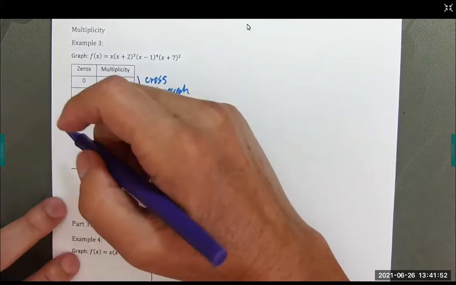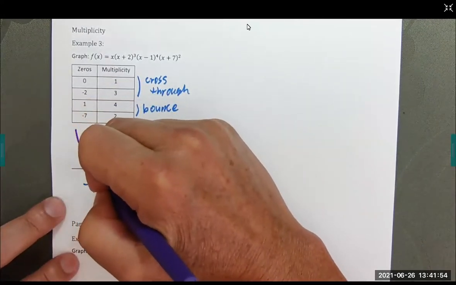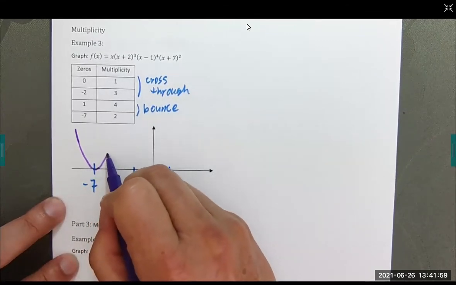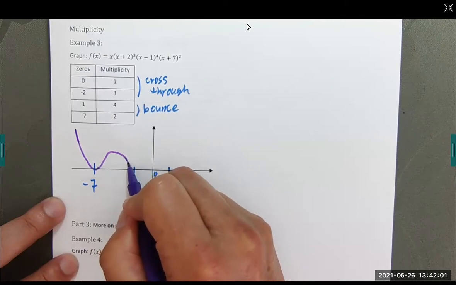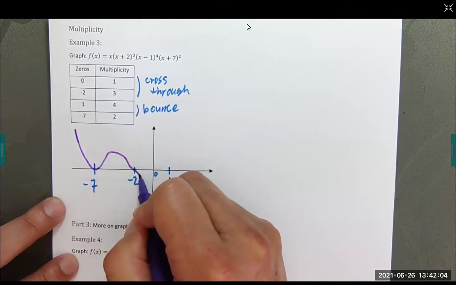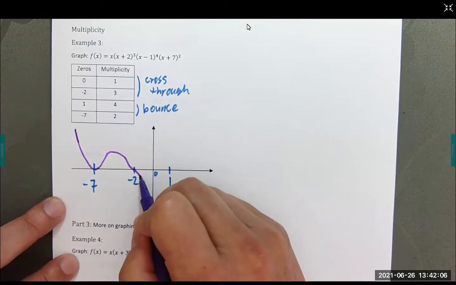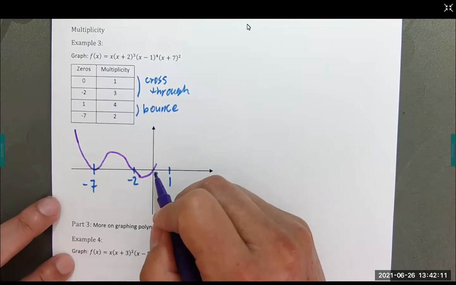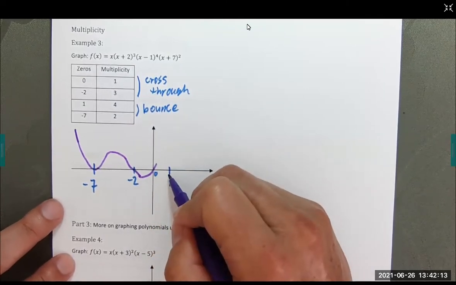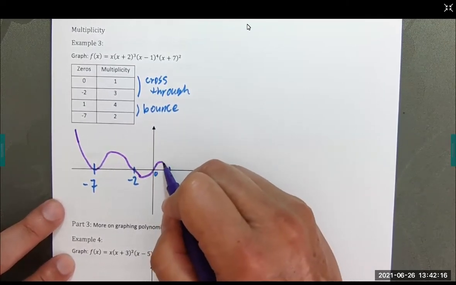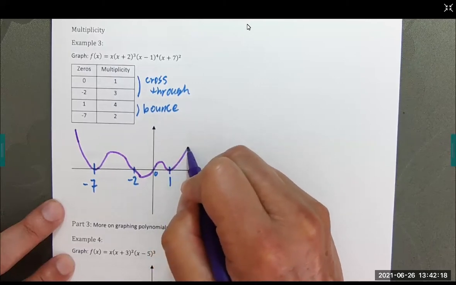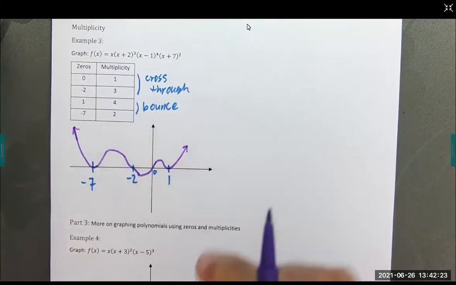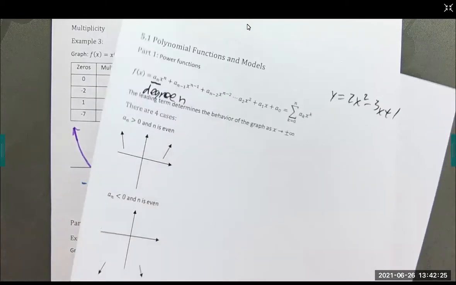So for the -7, it's going to come down, and it's going to bounce off. And when you hit the -2, because it's third power, it's going to come here, and it's going to kind of slither through. At 0, it's going to cross just regular straight through. And the 1 is an even, so it's going to come here and it's going to bounce off. And you can see its end behavior is up and up and up, as predicted.